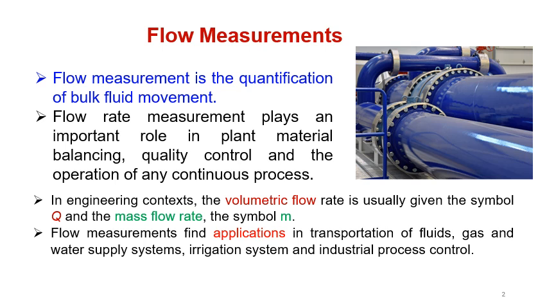In engineering, the volumetric flow is given the symbol Q and the mass flow is given the symbol M. Flow measurement finds application in transportation of fluid, gas and water supply systems, irrigation systems, and industrial process control.